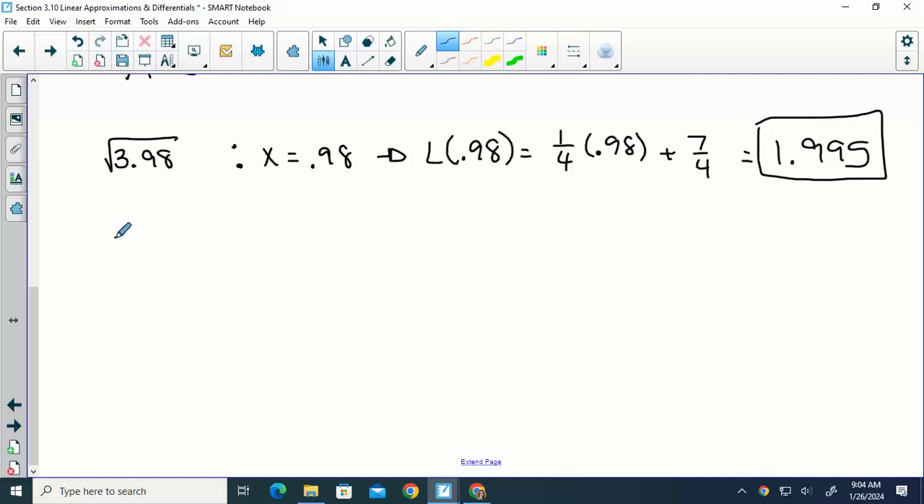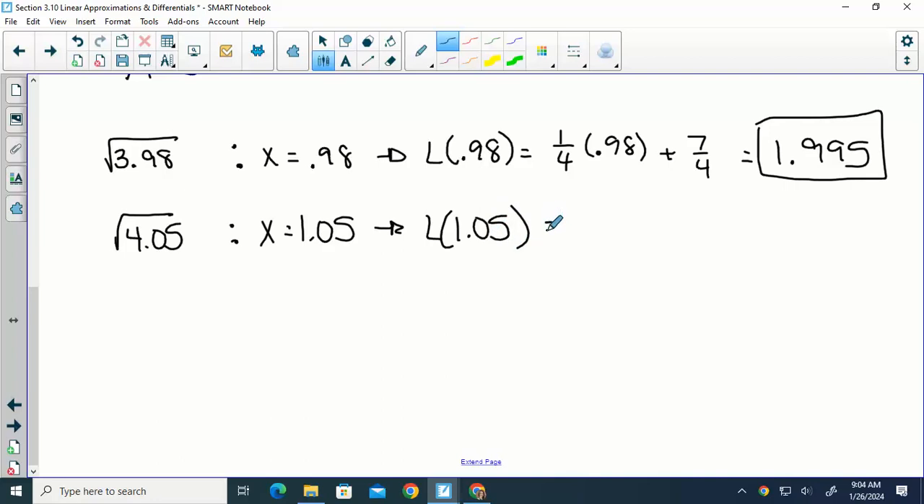The other one I asked you to approximate was what? Okay, so what's our x in that one? So we would be doing the linear approximation of 1.05. So 1/4 times 1.05 plus 7/4.